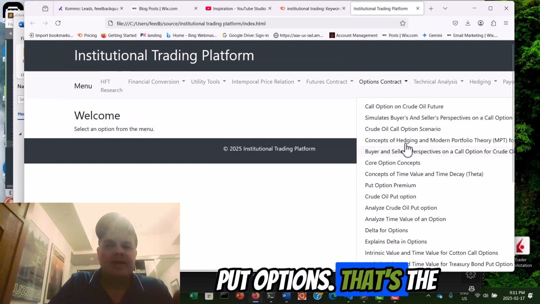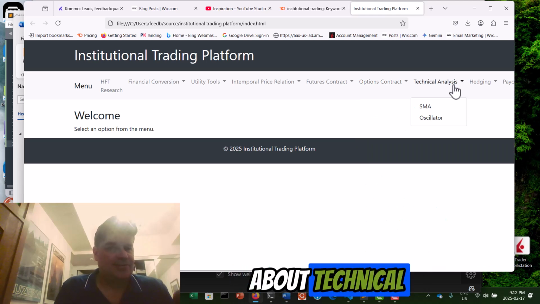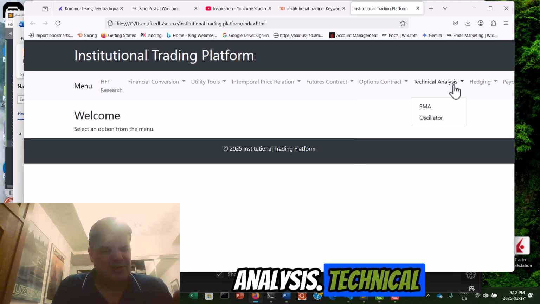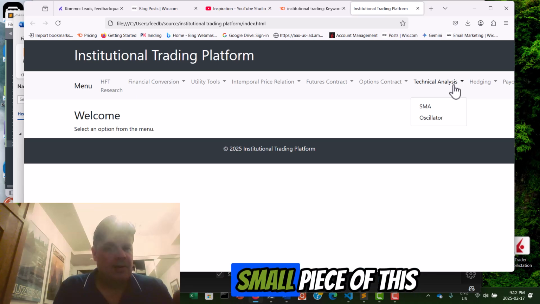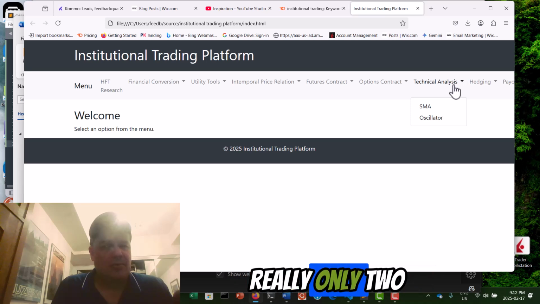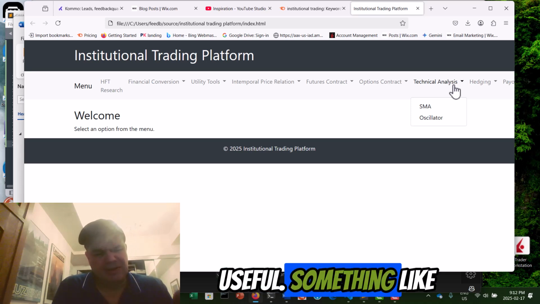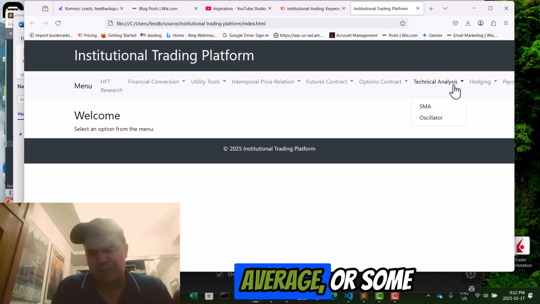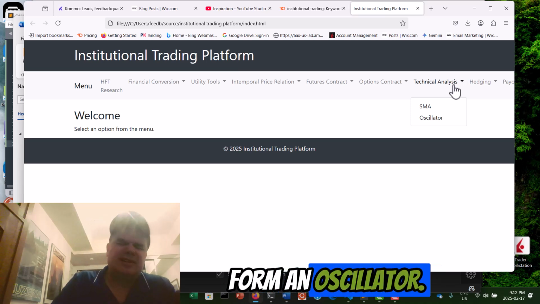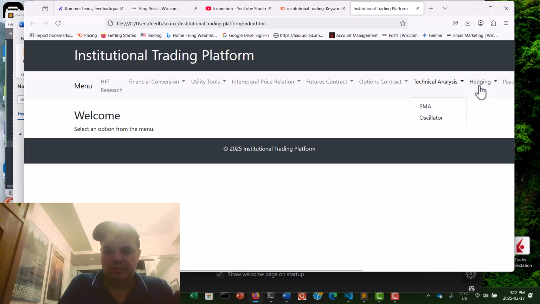That's the options. Everyone's going to argue all about technical analysis. Technical analysis is such a small piece of this entire puzzle. There's really only two important indicators that are useful. Something like a simple moving average or some form of an oscillator, typically something like a relative strength indicator.